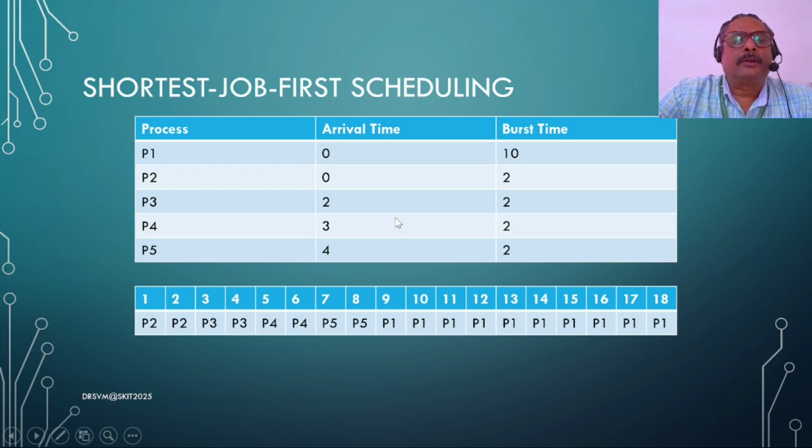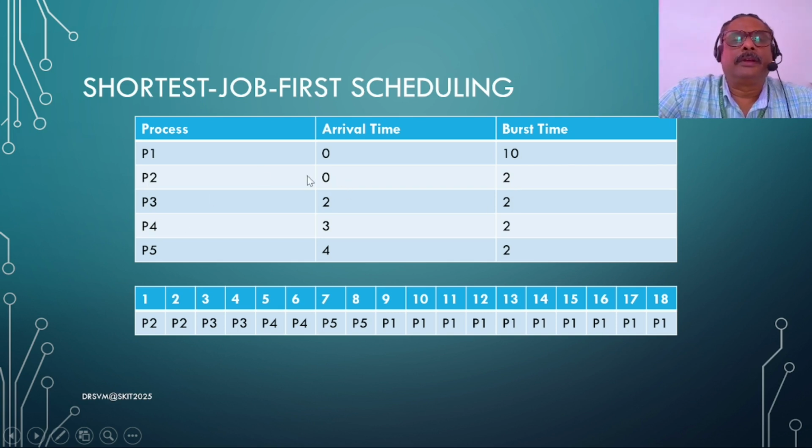Now let's look at some problems associated with this. So let's take another example. Here two processes P1 and P2 arrive at the same time, 0. P1 has got a burst time of 10, P2 has got a burst time of 2.